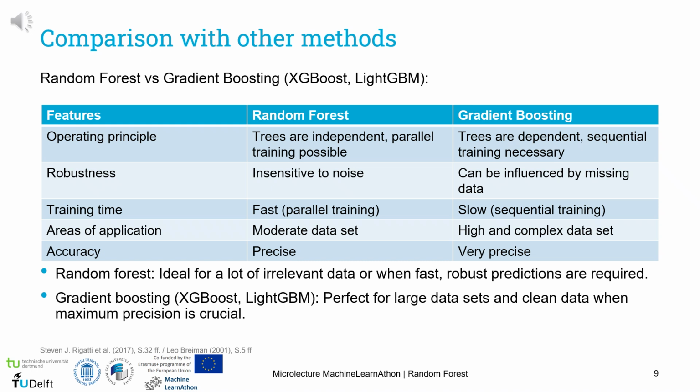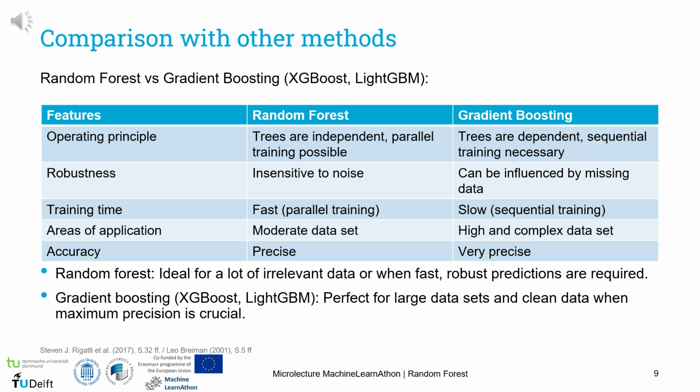For the training time, because you can do it for the random forest in parallel, it's comparably fast. I know I just said before that it takes some time compared to statistical methods, but compared with the other gradient boosting machine learning methods it is rather fast. And therefore XGBoost and LightGBM are rather slow because of this sequential training.